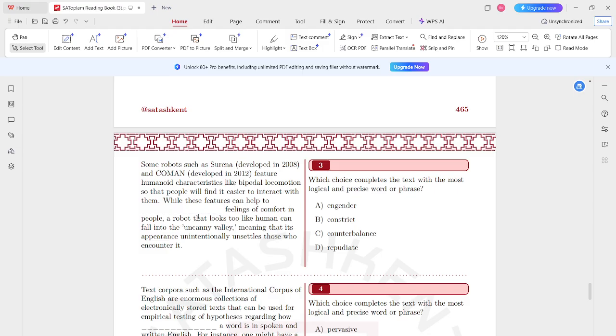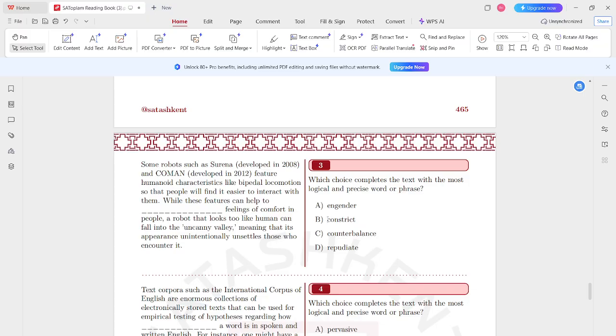The first word here is engender. Engender means to cause something. Well, if you put it here, let's read. While these features can help to cause feelings of comfort in people, it can also make sense. All right? It can also make sense. Let's just not eliminate this answer choice. Let's just look at these ones and then come again to this word.